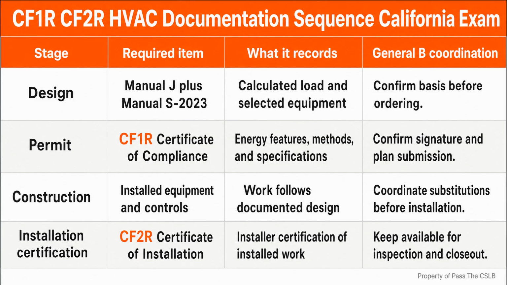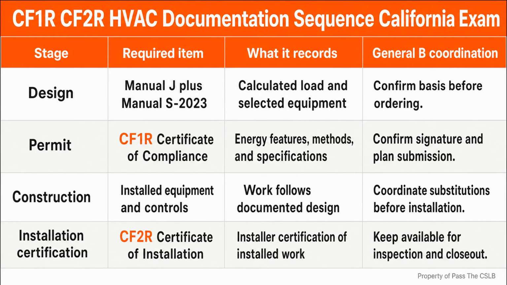Imagine a project where the specified heat pump becomes unavailable. The supplier offers a different model with a similar nominal size. Similar is not enough by itself. I would send the proposed substitution back through the qualified mechanical selection and compliance process. The relevant question is whether the alternate equipment still matches the calculated load and the required selection method, and whether the compliance documents are updated before installation.